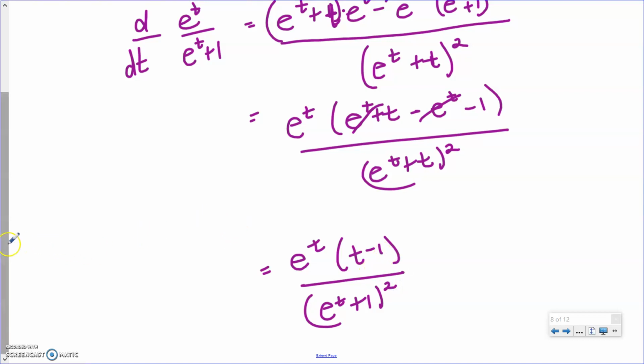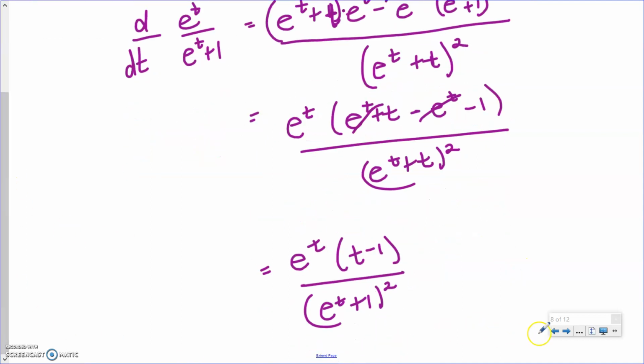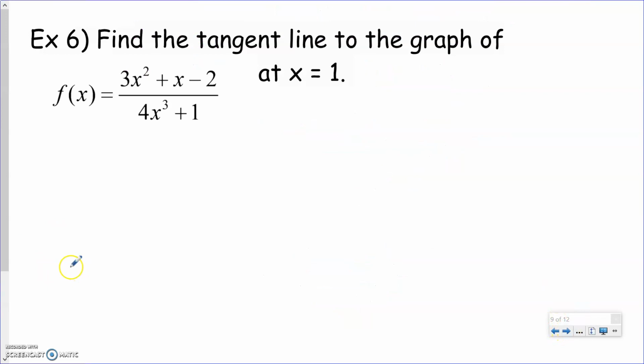As far as the AP exam is concerned, if you got to this point without simplifying, and you could use it correctly in your free response questions, you don't have to simplify.